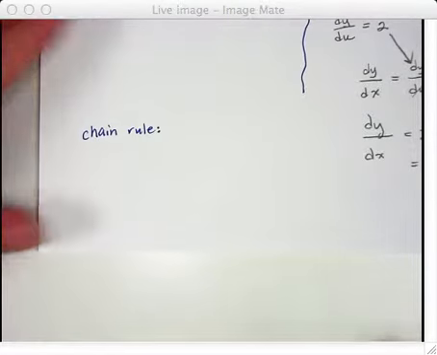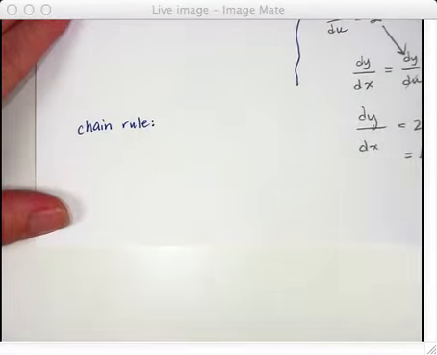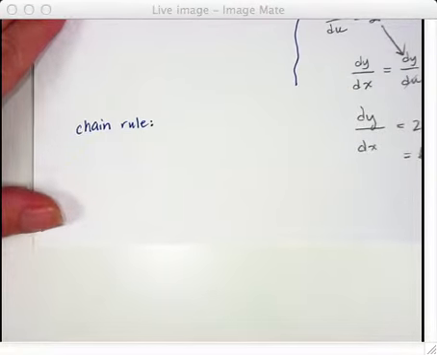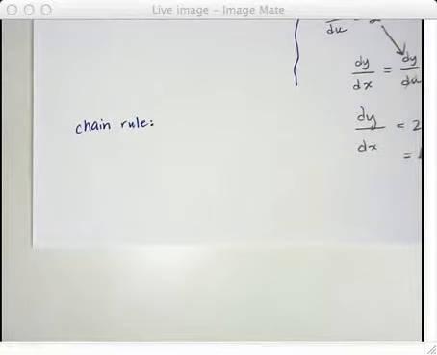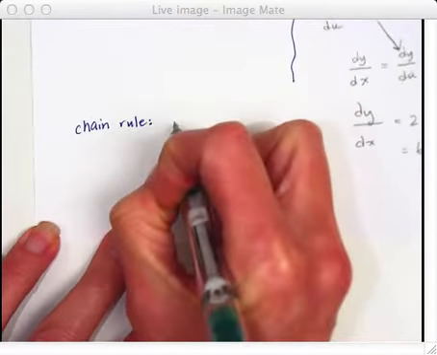All right, so this is still 3.6a, the chain rule, and I just finished part one, the intro. And now I'm just going to tell you the actual definition of the chain rule. And here it is. So I want you to copy this too.